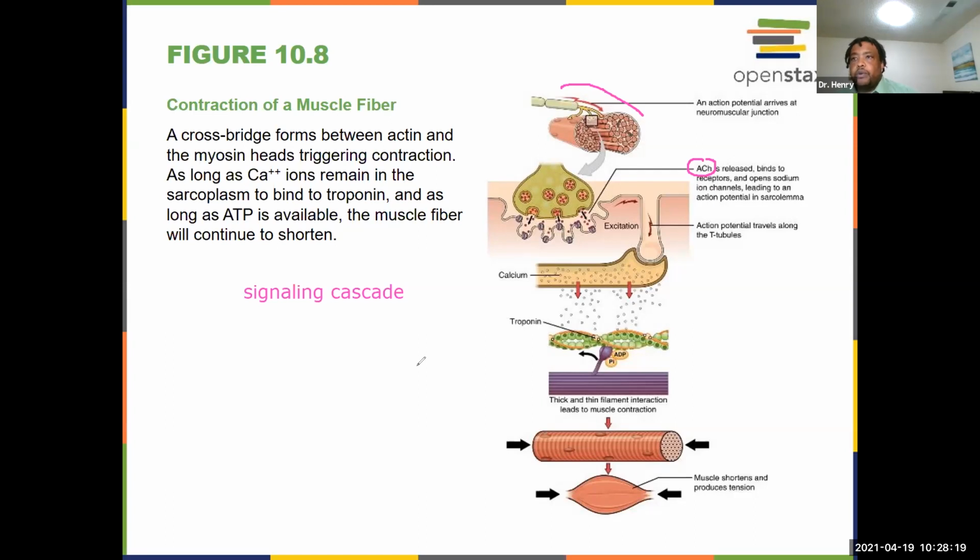Okay, so ACh binding to the receptor causes the internalization of sodium. Sodium then causes the membrane to be depolarized, which sends a signal for calcium to be taken up. Calcium binds to the troponin. The troponin then allows for the linking of the actin chain. The myosin heads move along those actin chains, causing contraction.